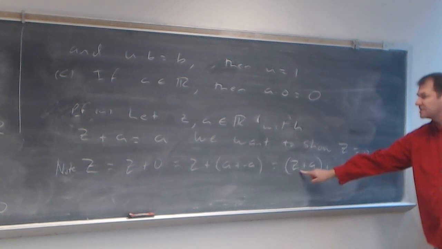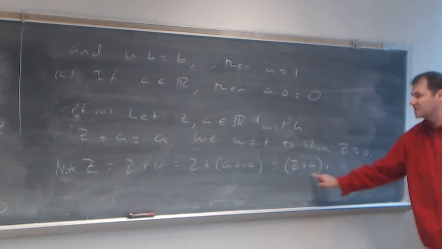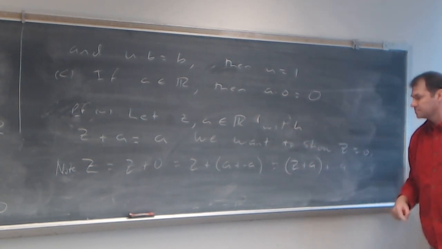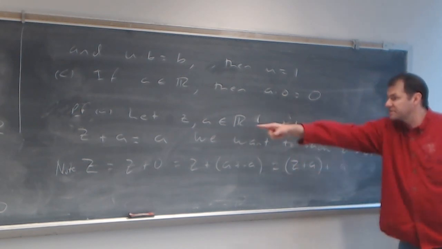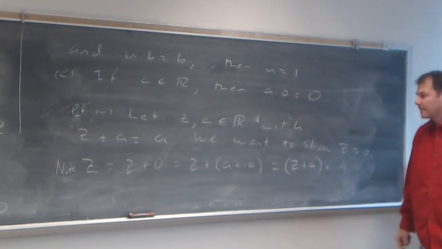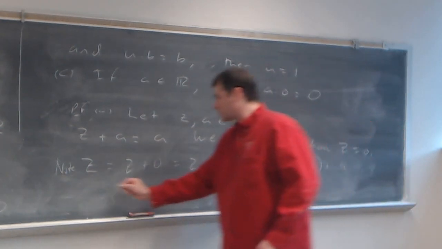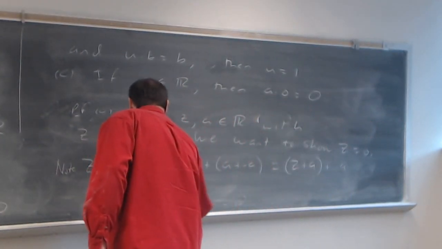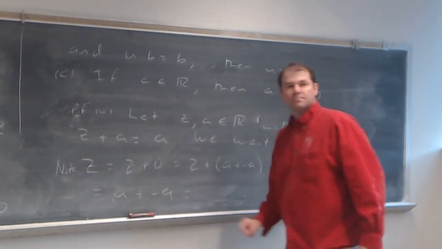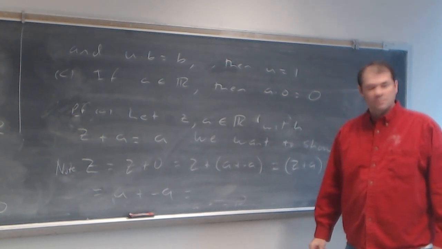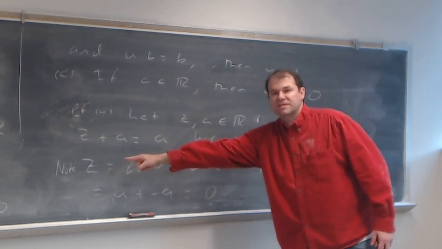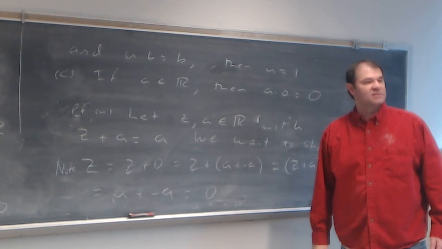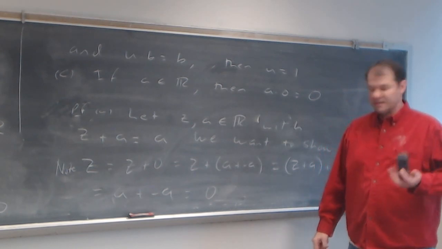But by hypothesis, what's Z plus A? We're assuming that Z plus A is equal to something. What is Z plus A equal to? Look up there. A. So that means that this is equal to A plus minus A. But what's A plus minus A? 0. Look at the string. Z equals all this, and at the end we said it's the same thing as 0, and that's what we're trying to prove.